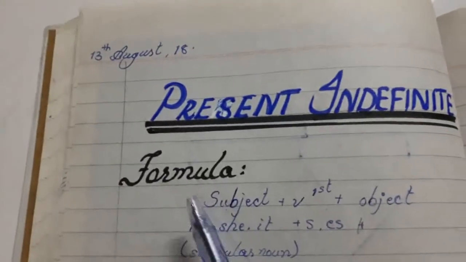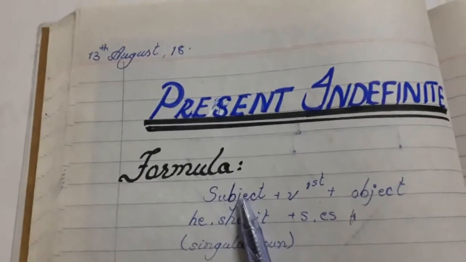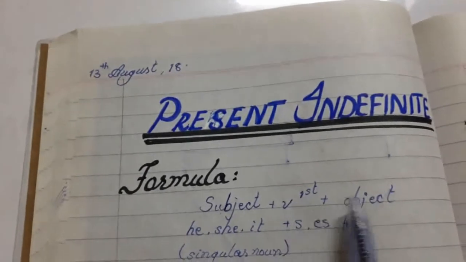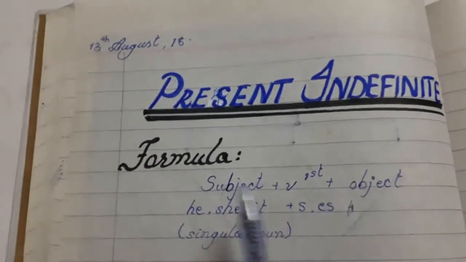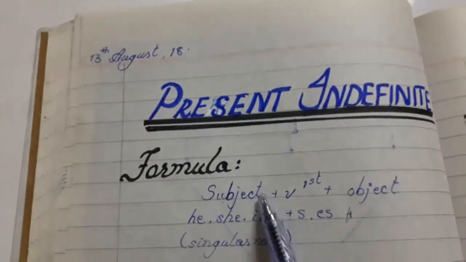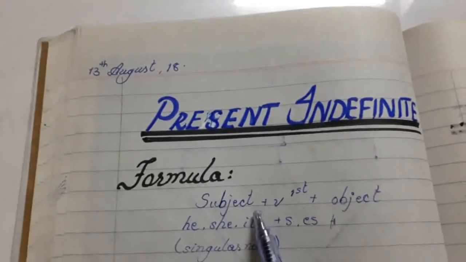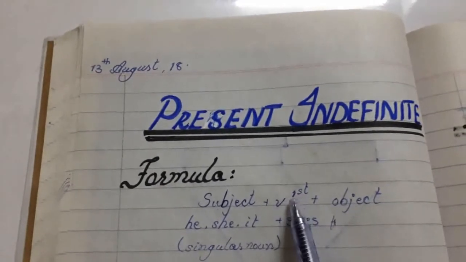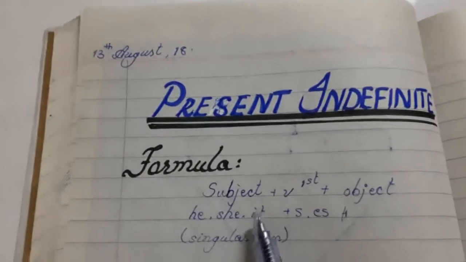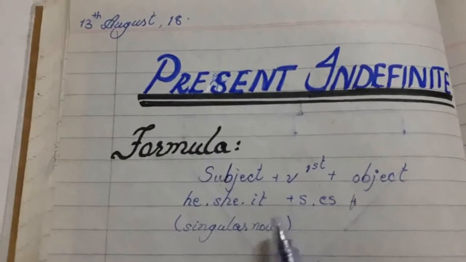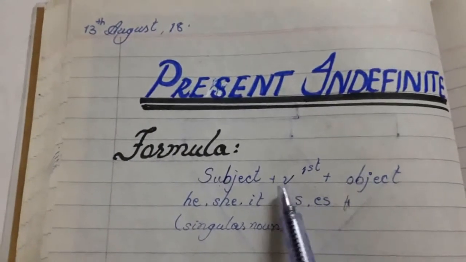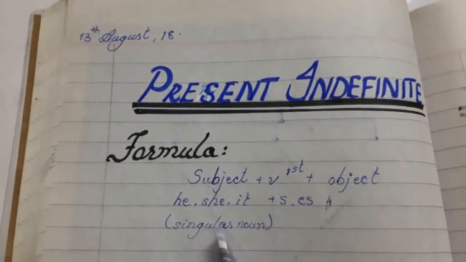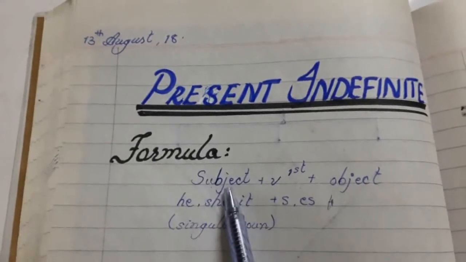So what's the structure or the formula? Subject, then in present indefinite we use the first form of the verb, then we write the object. In present indefinite there is no helping verb. This is the important thing about present indefinite. Three things are there: subject, verb first form, and object. One more thing is here, that we add s or es with the first form of verb if we have he, she, it, or any other singular noun as a subject.